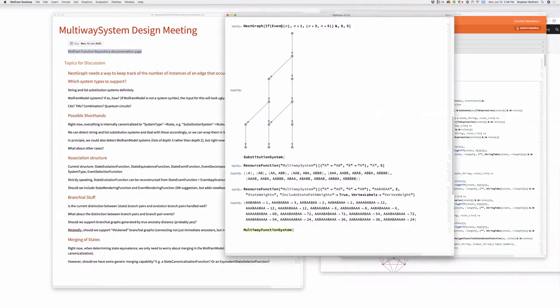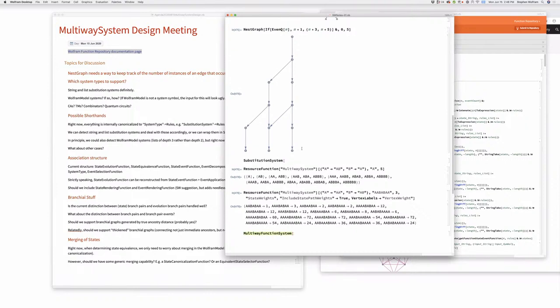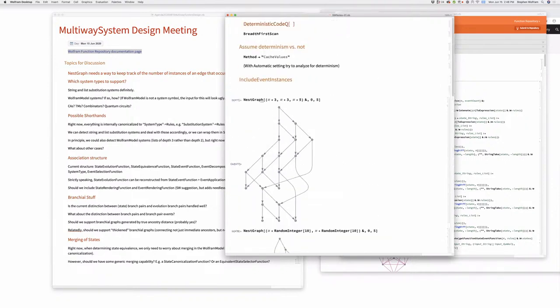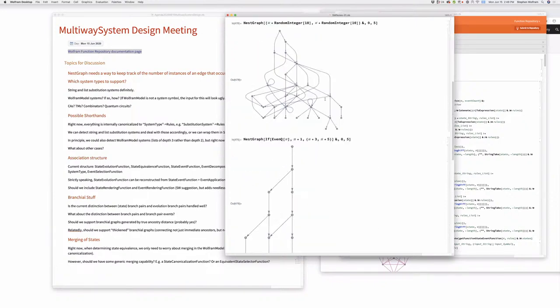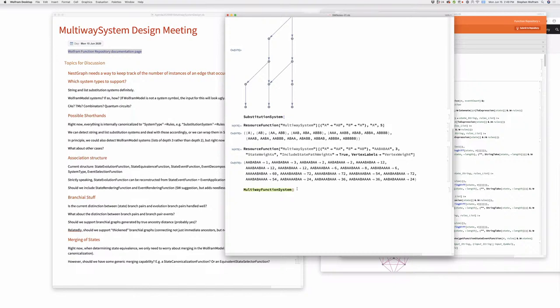This kind of answers the question you were asking earlier about the relationship between Nest Graph and multiway system. Nest Graph is just multiway system if you only specify a state evolution function and you don't specify anything else. Right. If you only request things that require knowing the state evolution function, you just get Nest Graph. So here, I say states graph, and you'll get the same as you would have got from Nest Graph.